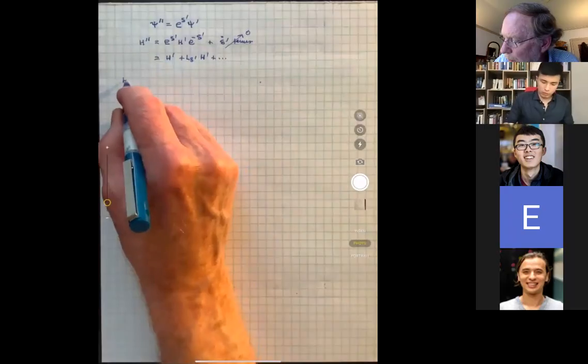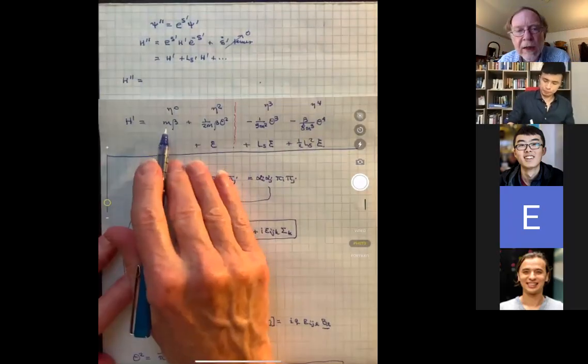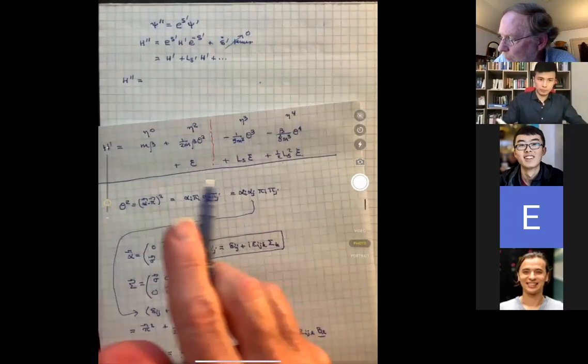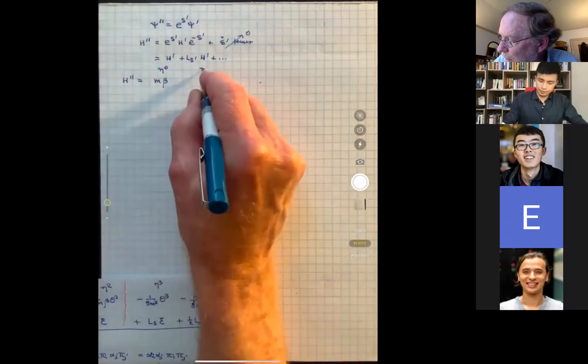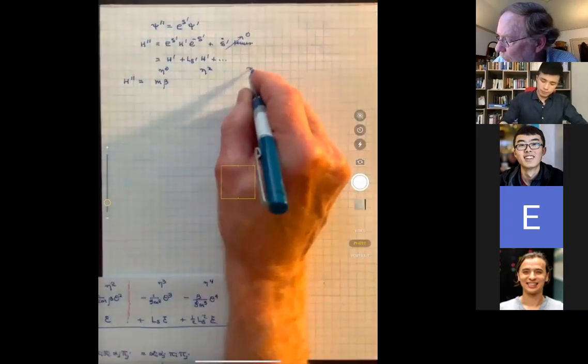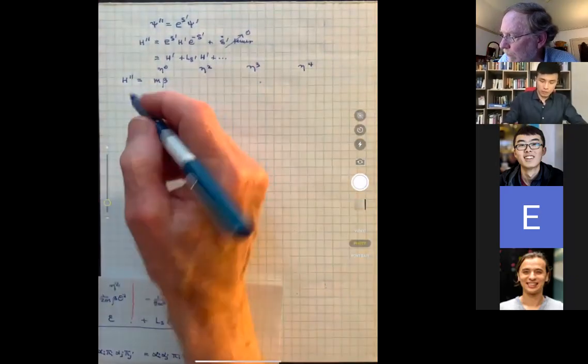So here's what we're going to get then. The H double prime is equal to, well, the first term is m beta. Okay, let's do that one first. So we have m beta, and that's of order eta to the 0 power. We're going to have an eta to the 2nd power, an eta to the 3rd power, and an eta to the 4th power. Let's write them out like that. I need to leave space for them.